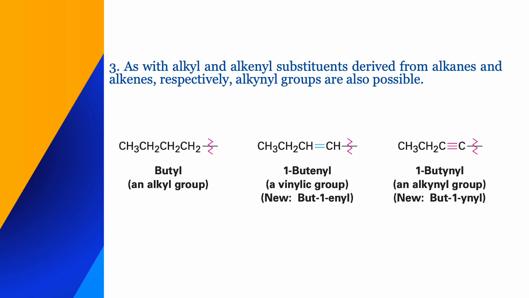And then if it occurs as an alkynyl group, this will be known as 1-butynyl. So in the new system, it is called but-1-ynyl.